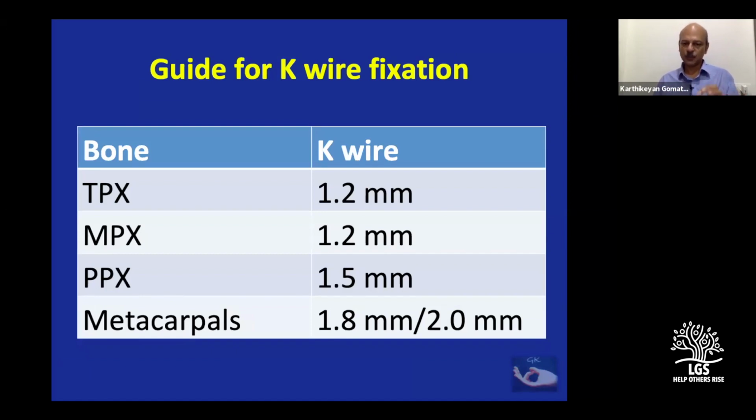For the terminal phalanx, 1.2 mm. For the middle phalanx, also the same caliber. For the proximal phalanx, 1.5 mm. This is not binding for all. This is for an average adult-sized finger. And for the metacarpals, 1.8 to 2 mm K-wires can be used.